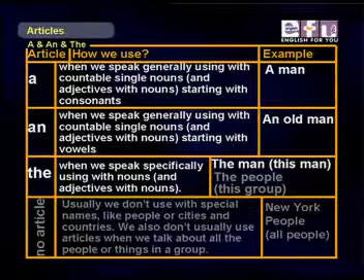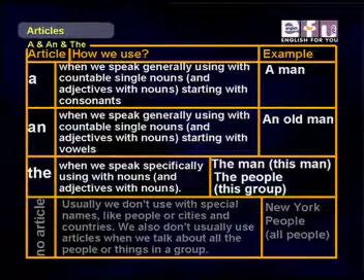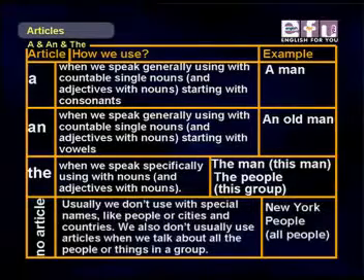We use the article the when we speak specifically using nouns and adjectives with nouns. For example, the man, this one we're talking about, or the people when we're talking about this group. Sometimes we don't use an article at all when we use special names like people or cities and countries. We also don't use articles when we talk about all other people or things in a group. For example, New York people or all people.